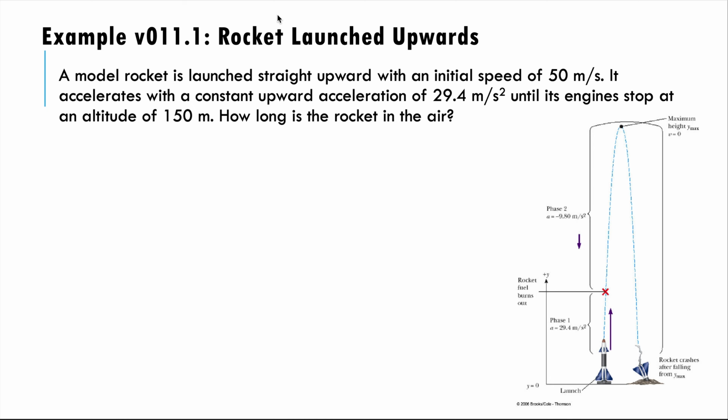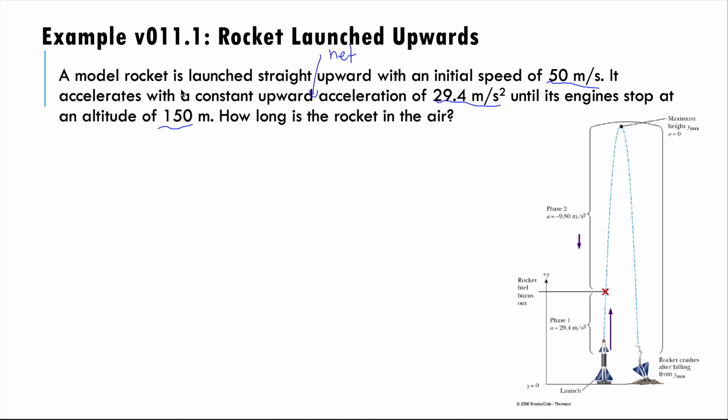This is a rocket problem. We have a model rocket launched straight upward with an initial speed of 50 meters per second. It accelerates with a constant upward acceleration of 29.4 meters per second squared, and we're going to assume that this is the net acceleration, that it takes into account gravity, until its engines stop at an altitude of 150 meters. How long is the rocket in the air?